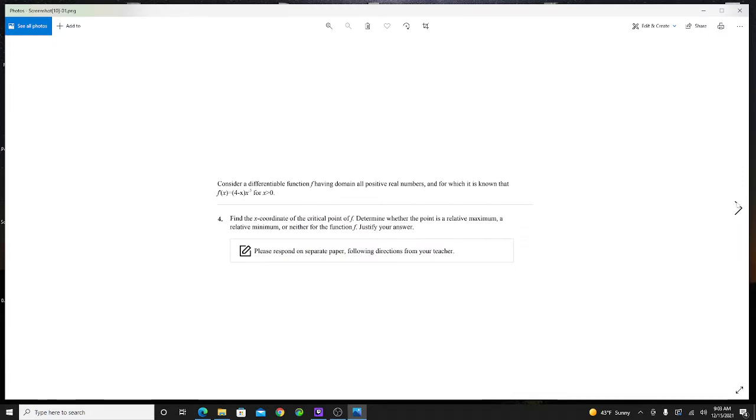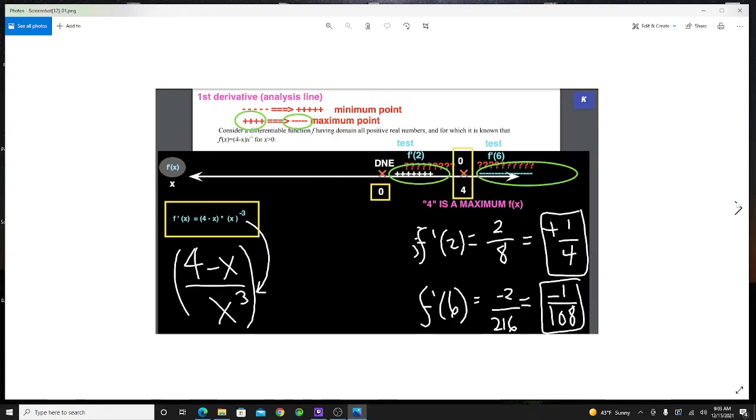On to question 4. Consider a differentiable function having domain f prime of x is (4 minus x) times x to the negative 3 for x greater than 0. Again, a very poor font choice by the College Board review book. The prime is barely seen in most of these examples, causing student confusion. So that is a textbook error.